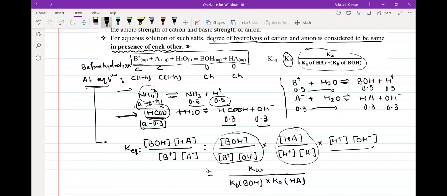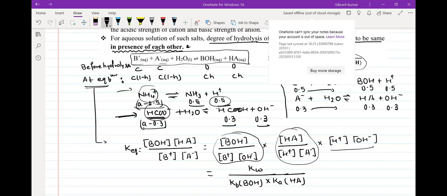Is it okay? After that, the equation is very clear. It's simple, but here there is an important point. Until now I said that if assumptions are not valid, then we get a quadratic equation. Here that is not the case, and that's why sometimes they'll ask you the degree of hydrolysis also in this case. Just see the calculation.